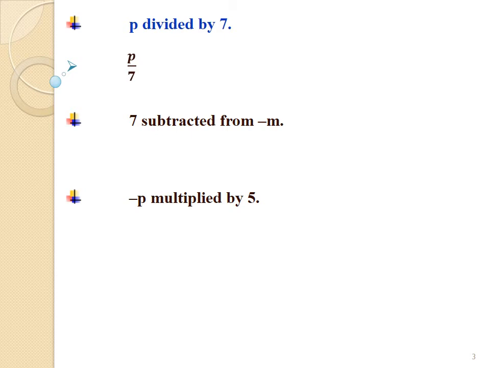Now, sum E. 7 subtracted from minus m. Students, read the statement carefully and say which sign we have to use while writing the expression. Also state whether 7 is a positive integer or a negative integer, and whether the given variable is positive or negative.